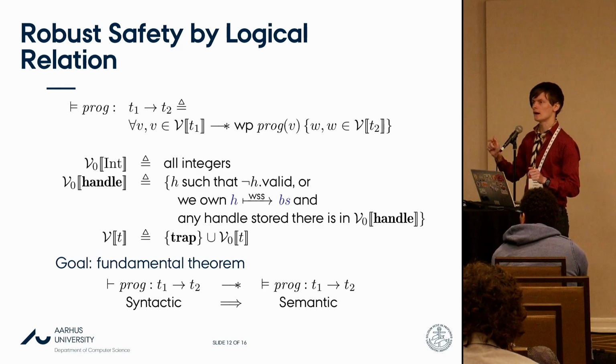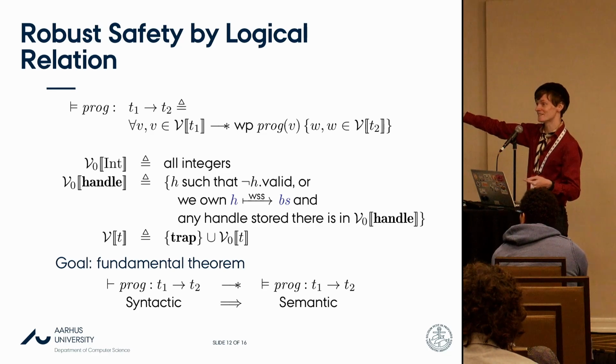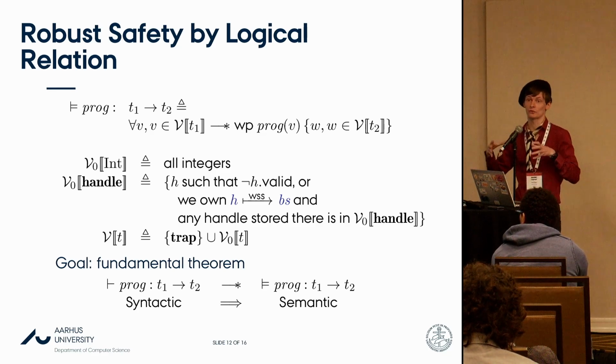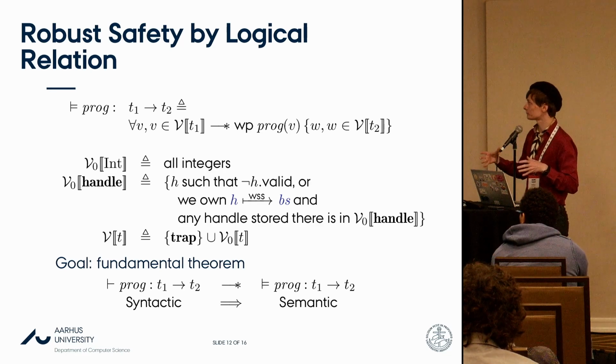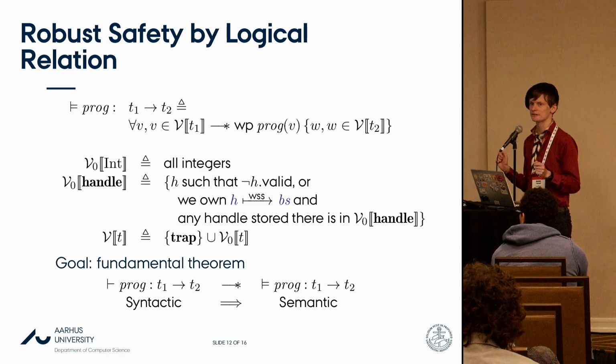Small caveat, I might be able to read some handles, so I need to recursively ensure that any handle that is stored at that location is recursively safe to use for the handle type. And last caveat, trap is always safe, so I have to add it into my set at the very end. Obviously, this is massively oversimplified.